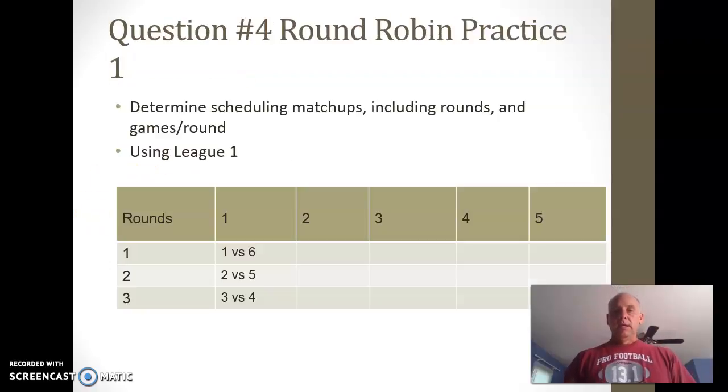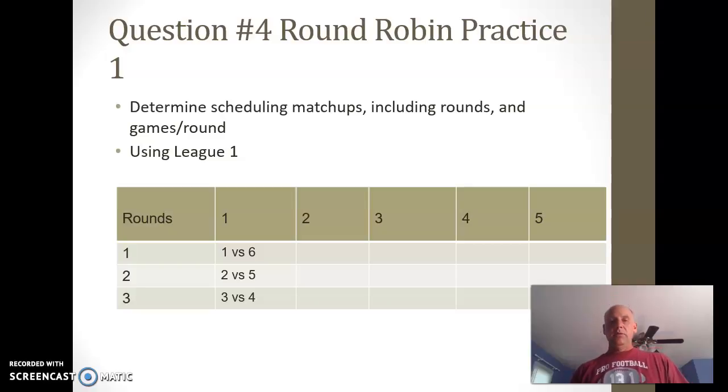Now, how do we go about scheduling it? We have 6 teams per league. We don't have any byes since it's an even number. So everybody's playing everybody. There's going to be basically 5 weeks, or 5 days in this case, and everybody's going to play everybody.